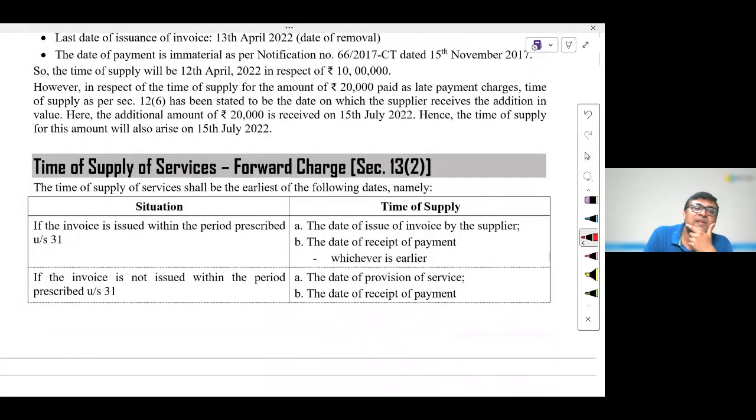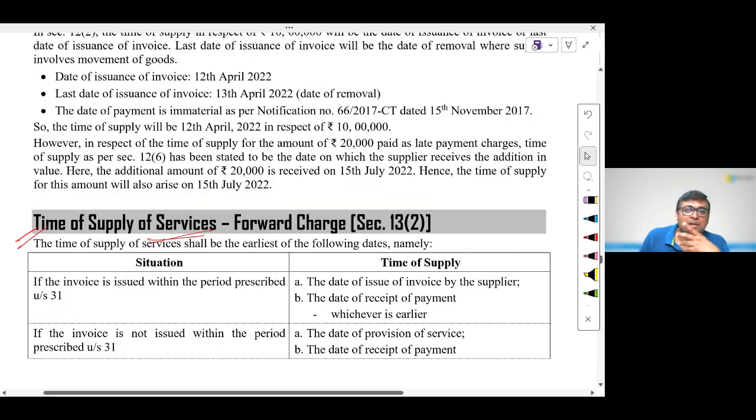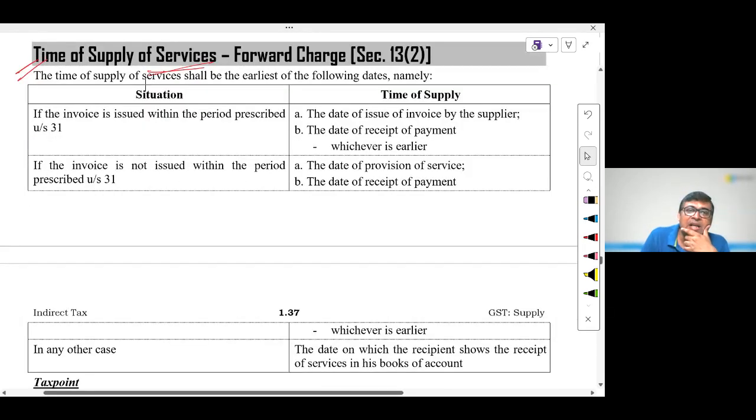Time of supply of services in case of forward charge. Earlier we discussed section 12, which belongs to goods. Now we are discussing services. In case of services, the question of delivery does not arise. The question is very simple: the date of issue of invoice by the supplier or the date of receipt of payment, whichever is earlier.